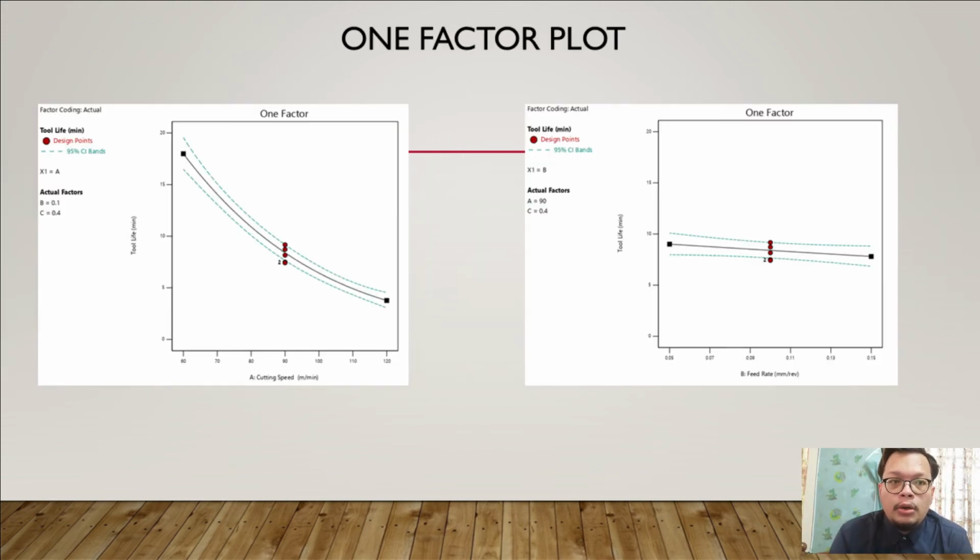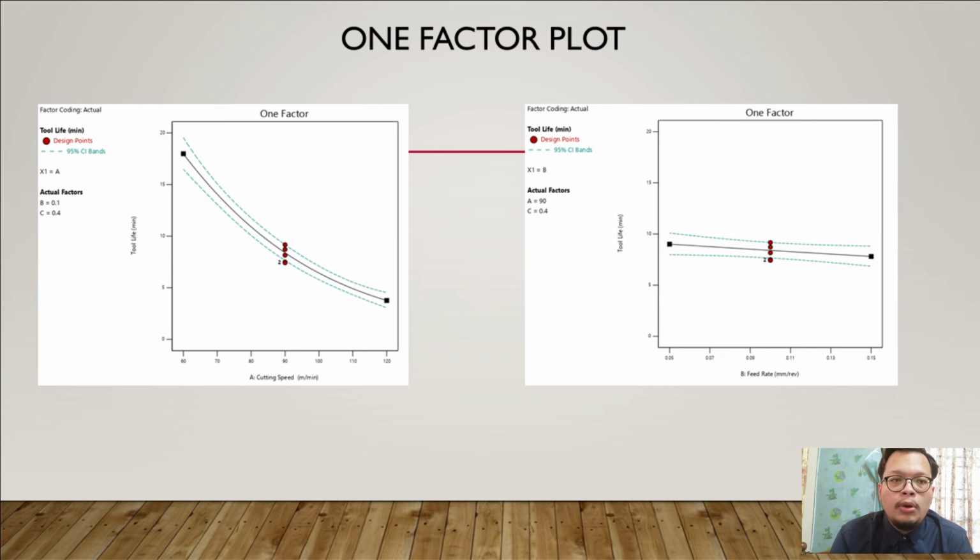The one factor plot of cutting speed versus tool life shows that the incline of the gradient line in relation to the cutting speed is enormous. This demonstrates a considerable relationship between the cutting speed and the tool life value. As the cutting speed increased from 60 meters per minute to 120 meters per minute, the tool life shows a decreasing trend.